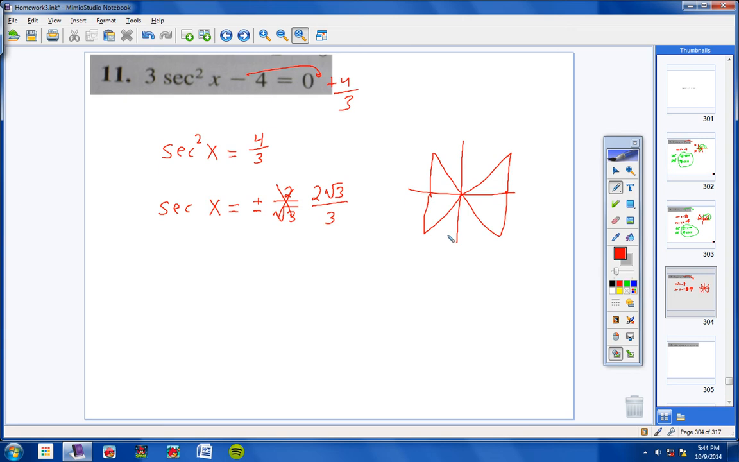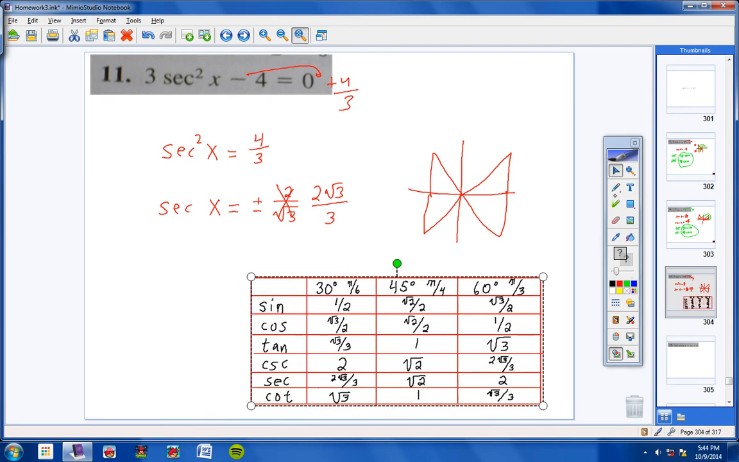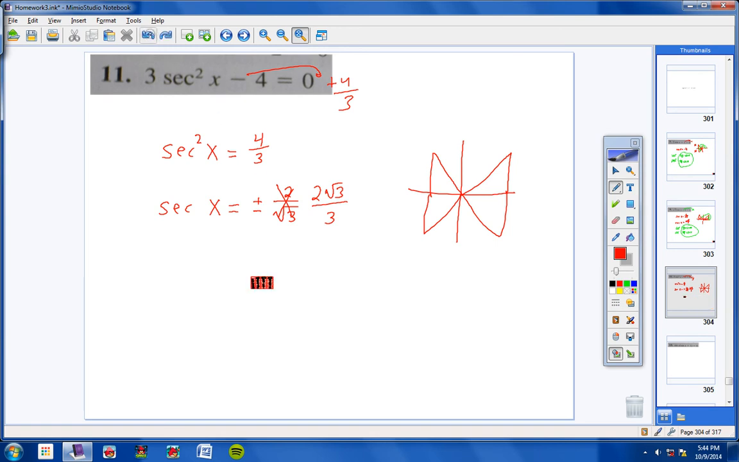So there we go. Let's go ahead and pull up our table here and see if we can find an angle in which when you take the secant of it, you get 2 square root of 3 over 3. And it looks like it's right here. Secant of 30 is 2 square root of 3 over 3. So there we go. All right. So let's put a 30 here, and a 30 here, and a 30 here, and a 30 here. Or, if you want to deal with radians, you can put pi over 6 instead of 30, okay?